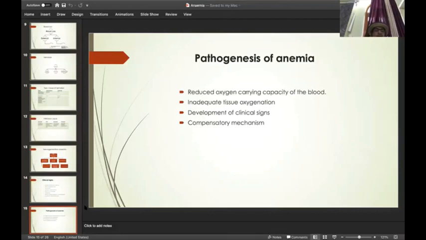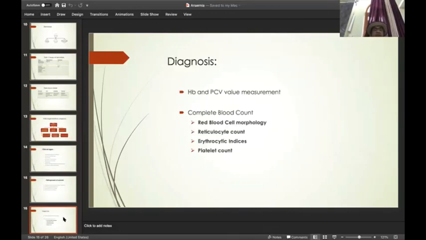So the compensatory mechanism develops. If there is a production of anemia, then the compensatory mechanism starts working. So when you go for diagnosis, you have to see the hemoglobin and the PCV level. So both you have to calculate. Only if you are going for hemoglobin concentration, it may be wrong. But if you are going only for PCV, it's again wrong.